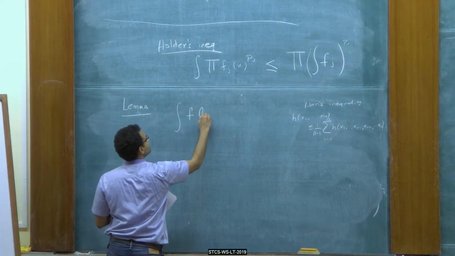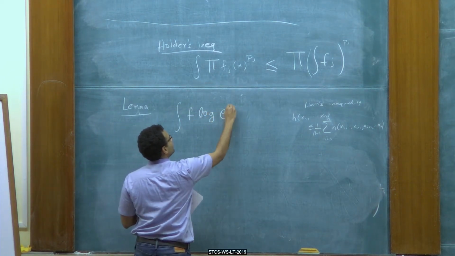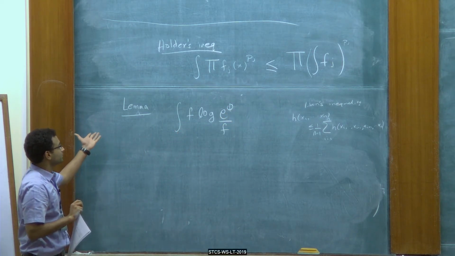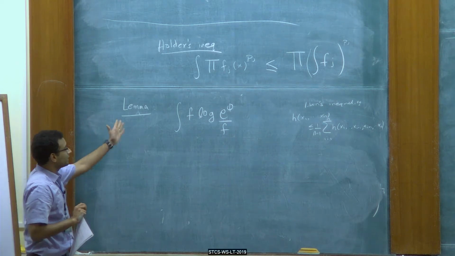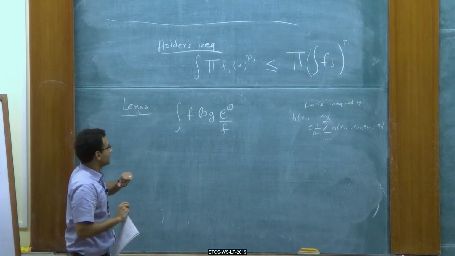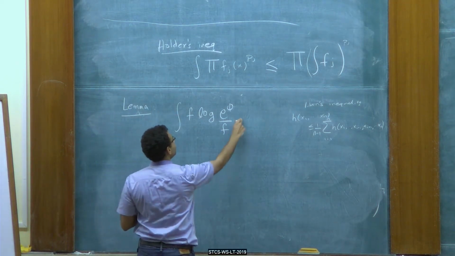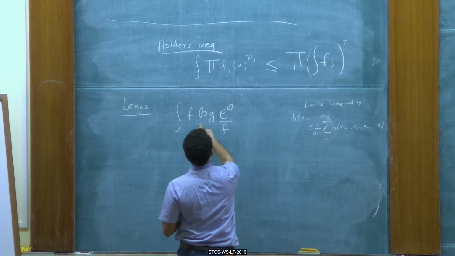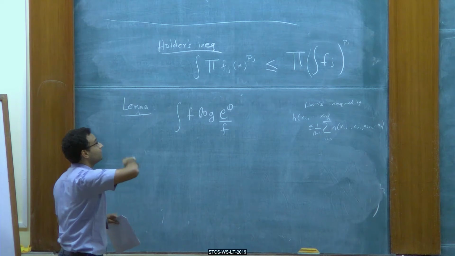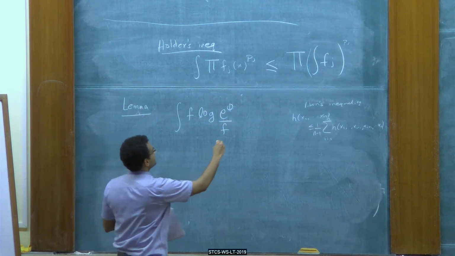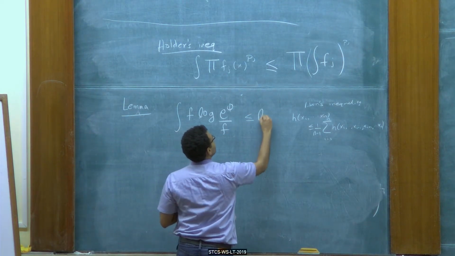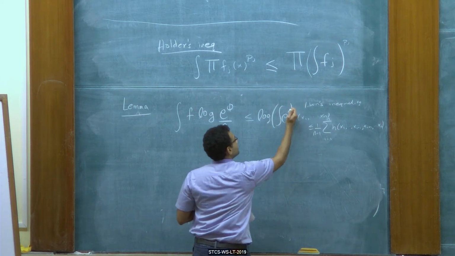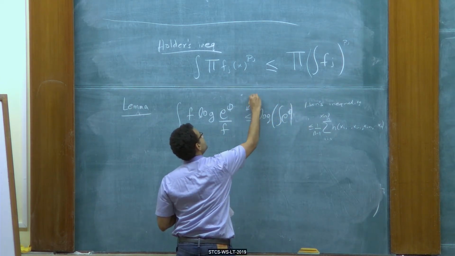So let's say you have this integral of f log e to the phi over f. So f is some positive function from R into R, phi is some function from R into R, and you're calculating this integral. You can use Jensen's inequality and see that, since this is an average of logarithms, it's going to be smaller than log of the integral of e to the phi. So this is by Jensen.